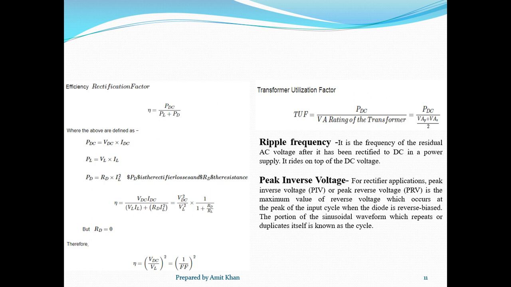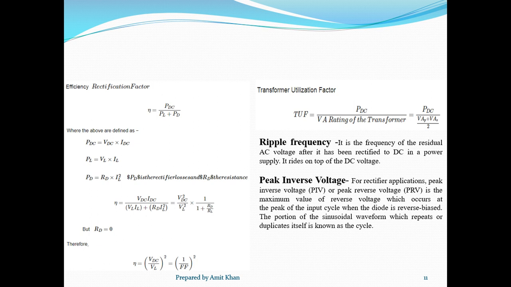Efficiency, or rectification factor, is denoted as eta, which equals PDC by PL plus PT. PDC is given by VDC into IDC, PL is VL into IL, and PT equals RT into IL squared. The relationship between eta and form factor is also given, eta equals 1 by form factor whole squared.